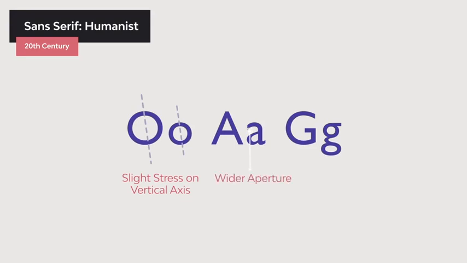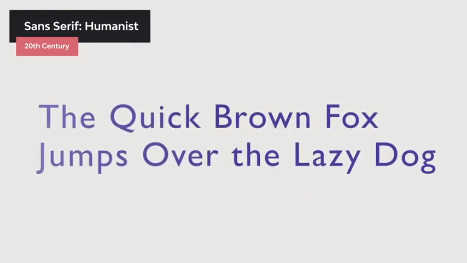There is a slight stress on the vertical axis, similar to the old-style serifs. Wide aperture on letters like A and S to improve legibility. The G goes back to being a double-story character. A great example of a humanist font is Gill Sans Nova.